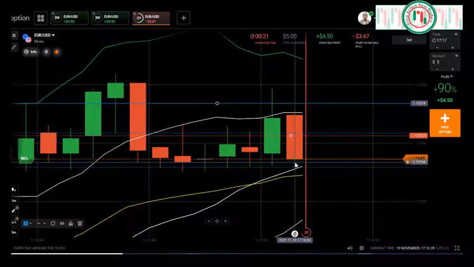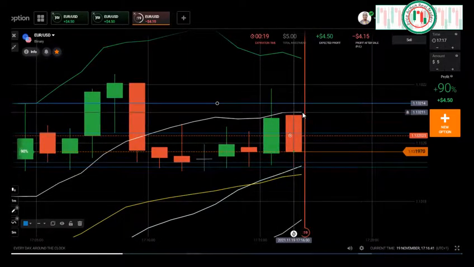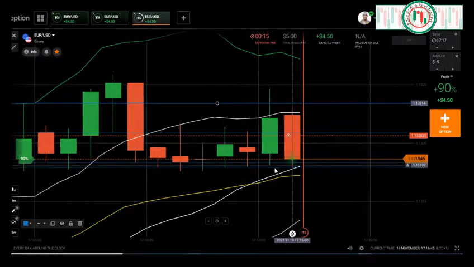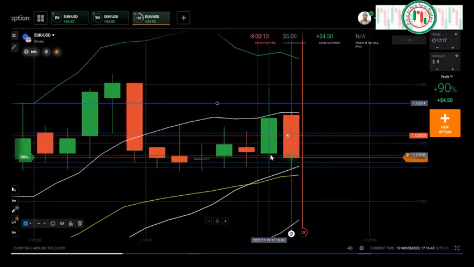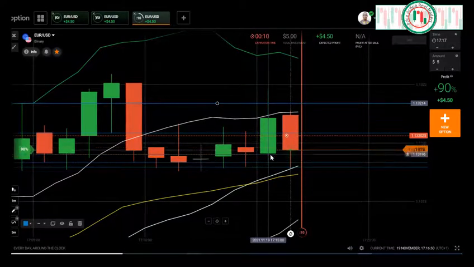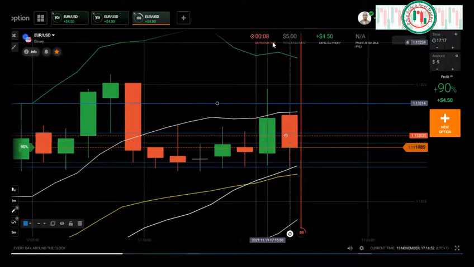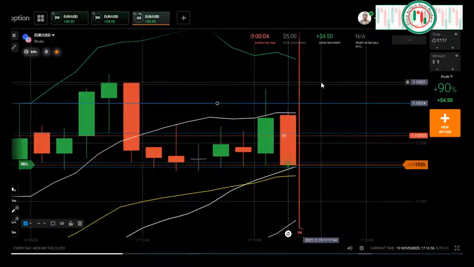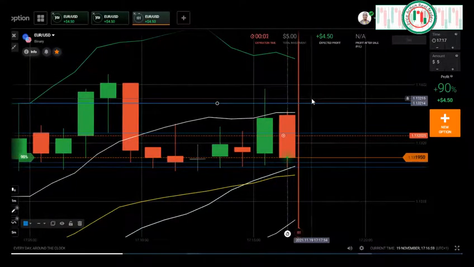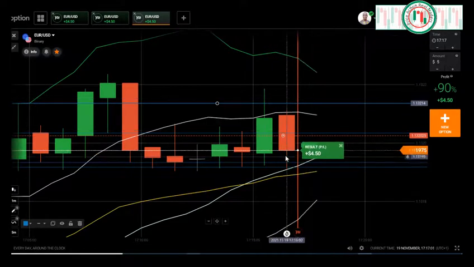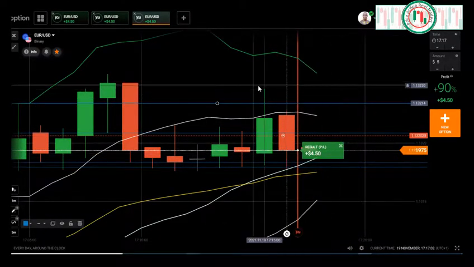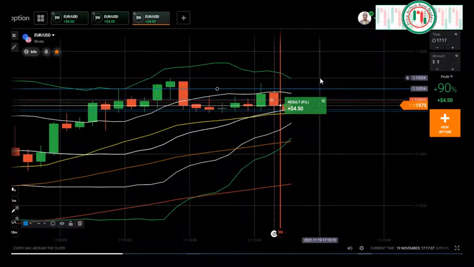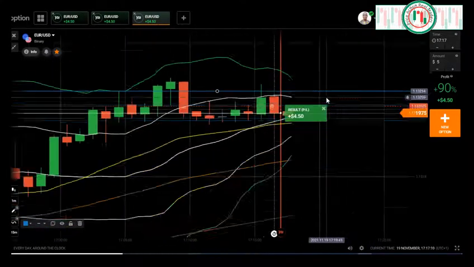You see, strong sellers entry. This candle must close at this level at least, or this, or here. We have 9 seconds. You see, another winning trade. So the market is not so nice. The way the market is moving, the movement of the market is not nice.